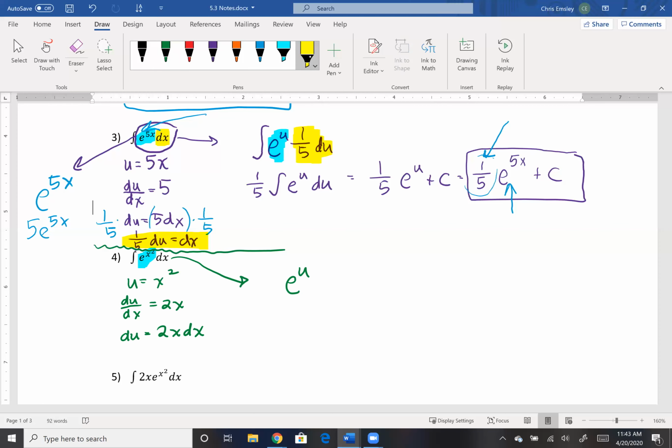But we still need a dx to be replaced. And look, we didn't get a dx this time. We got a 2x dx. Now we could divide both sides by 2 to get rid of the 2, but you cannot do that to variables. You can only do that with constants. So there actually is no substitution that works here, because we don't have x dx in our original problem. So this one is actually not possible.